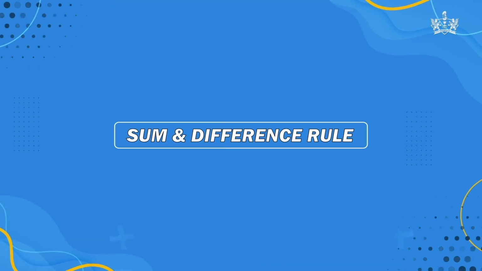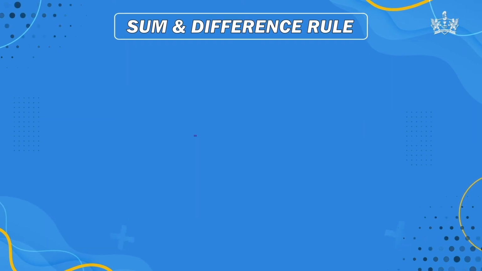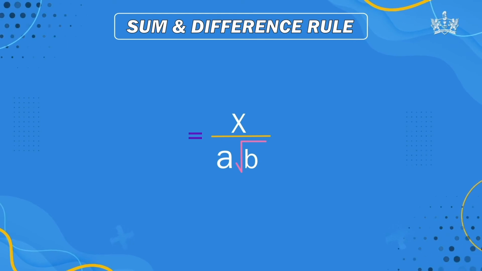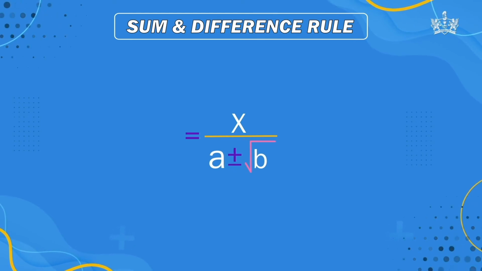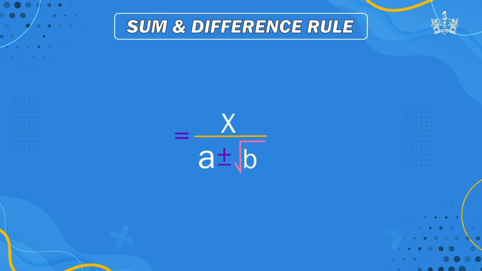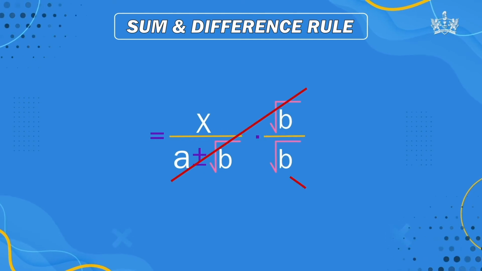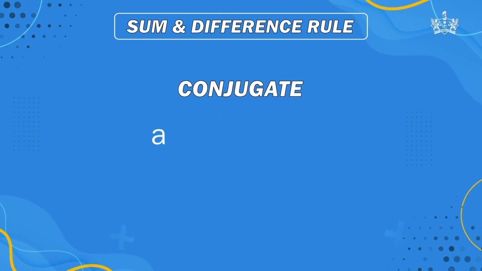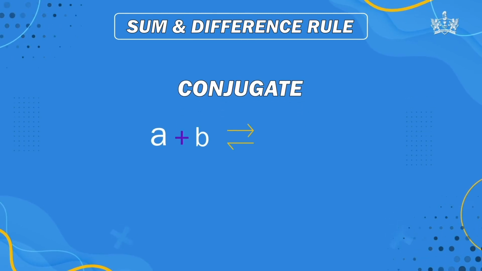Alright, let's move on to the sum difference rule in the denominator. Up until now, we dealt with only multiplication in the denominator. Things get a little more dicey when you have addition or subtraction in the denominator, and we can't just multiply by the radical over itself. We need to use what's called the conjugate. The conjugate is an expression with an opposite sign.